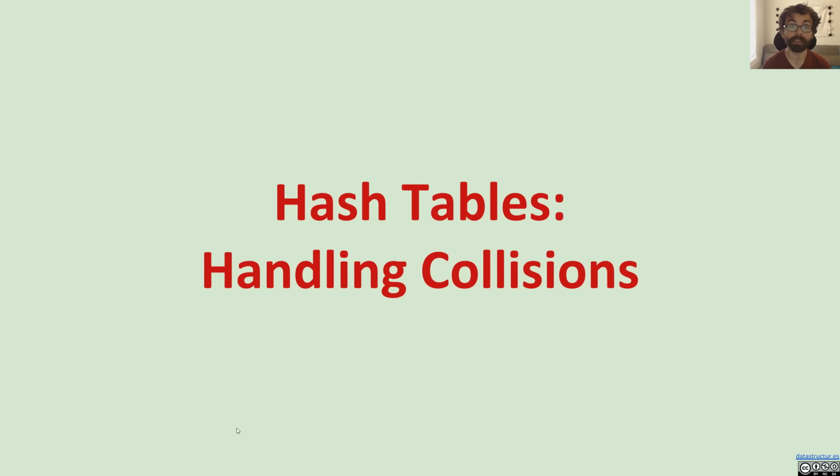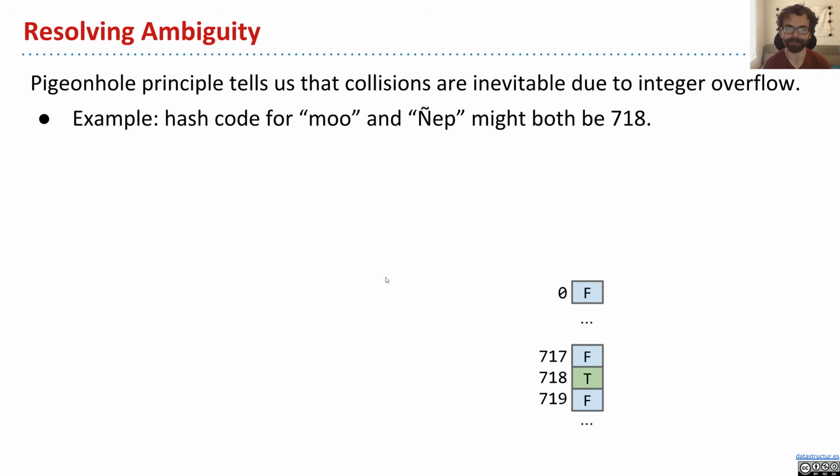Given the inevitability of collisions, which we know from the pigeonhole principle, we need to handle collisions. And the resulting data structure we're about to create is the famous hash table. As you know, because of integer overflow, we are just stuck with some kind of collisions, right? For example, the hash code for moo and nyep might both be 718. And no matter how clever we try to be, it is absolutely guaranteed that we will have collisions, no matter what hash code function we write.